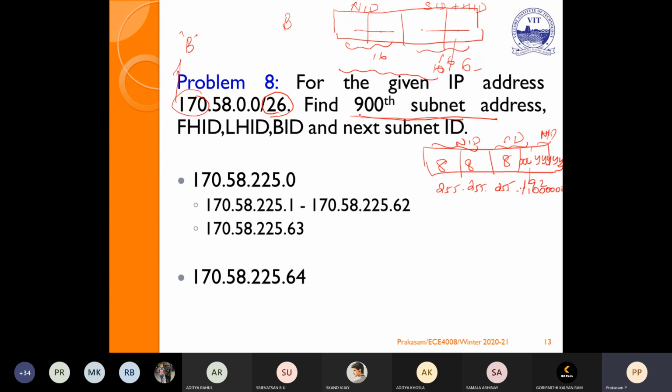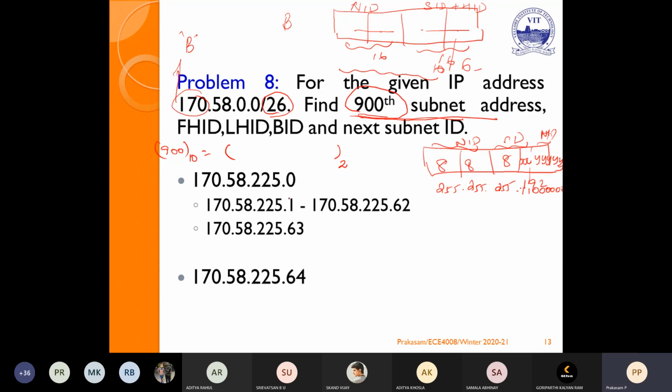The same type of problem we saw in the previous class also. Why are we repeating so many problems? Because this type of problem you may get in your CAT as well as the FAT. Suppose I want to find the 900 subnet. It is very simple. Convert this 900 into binary.